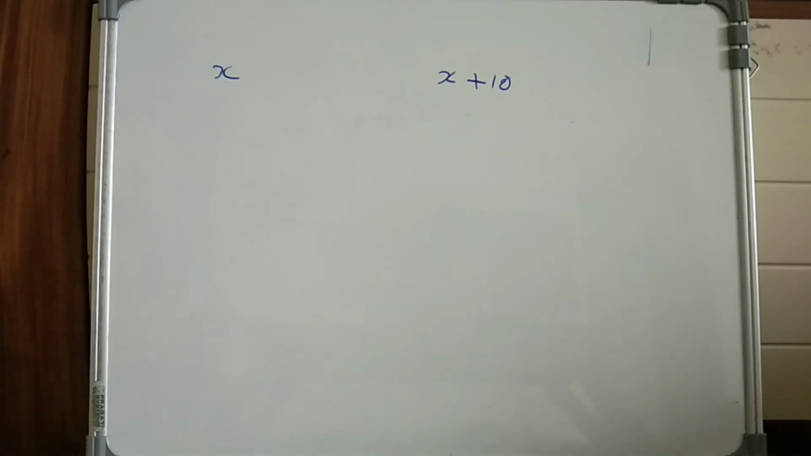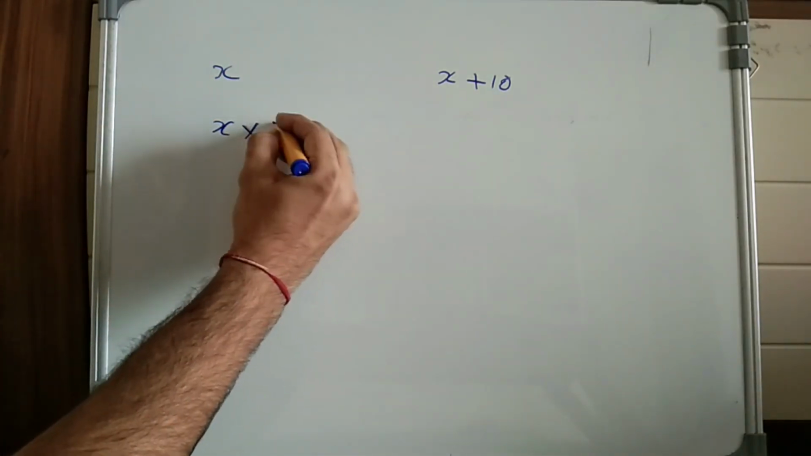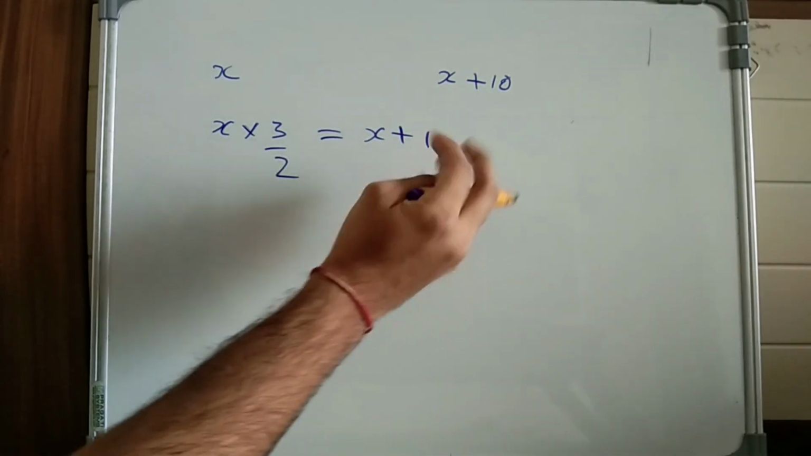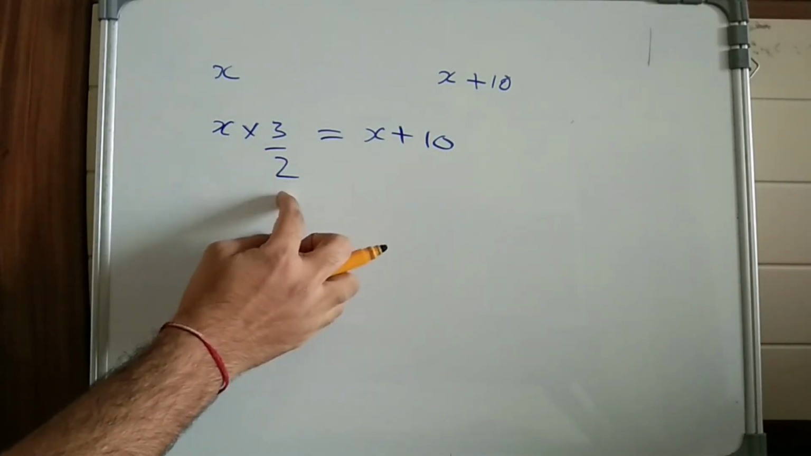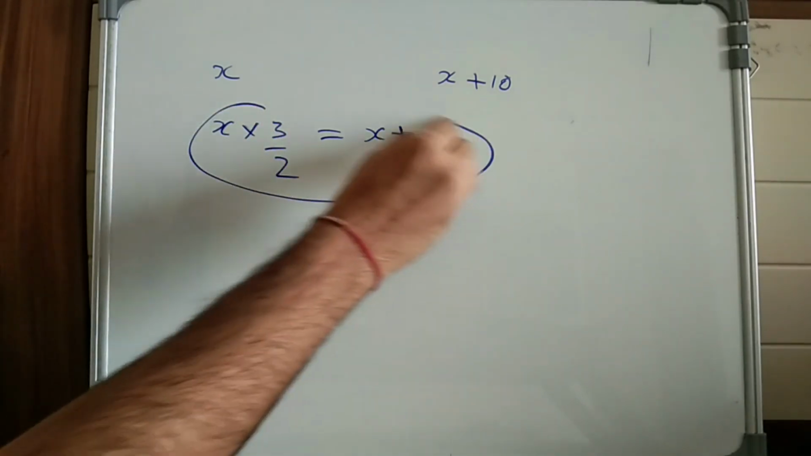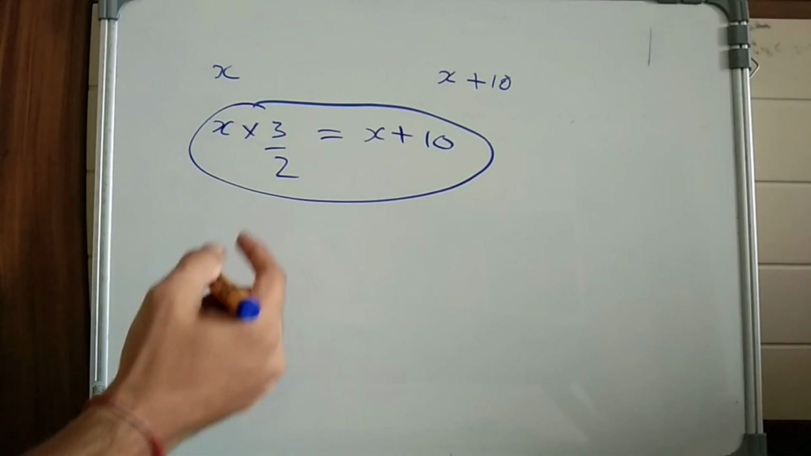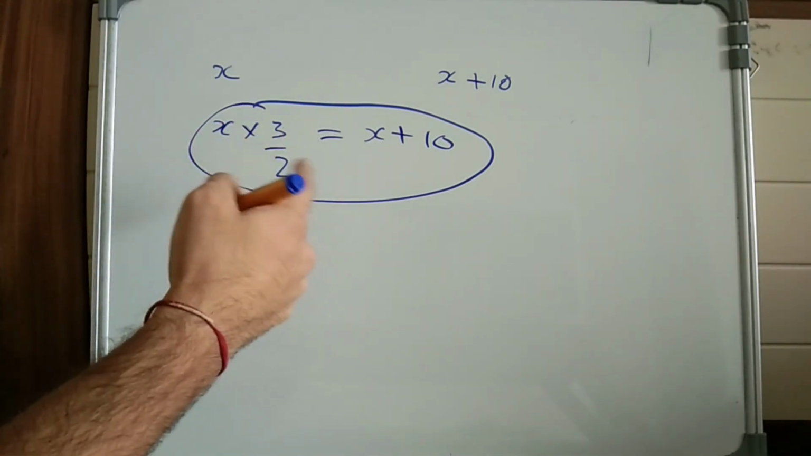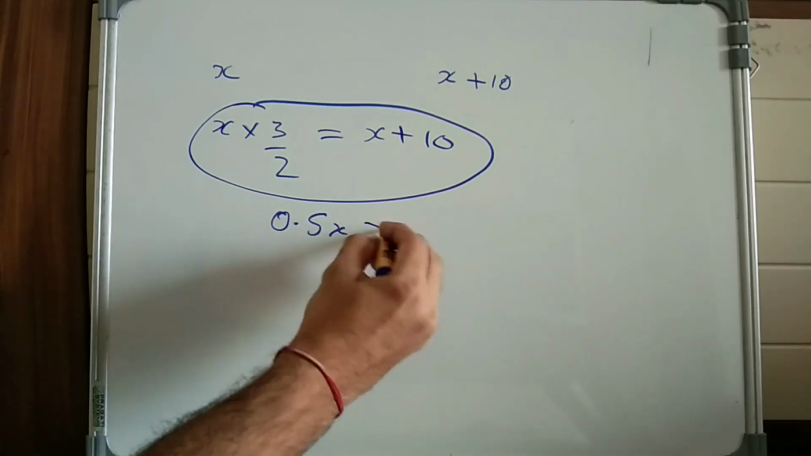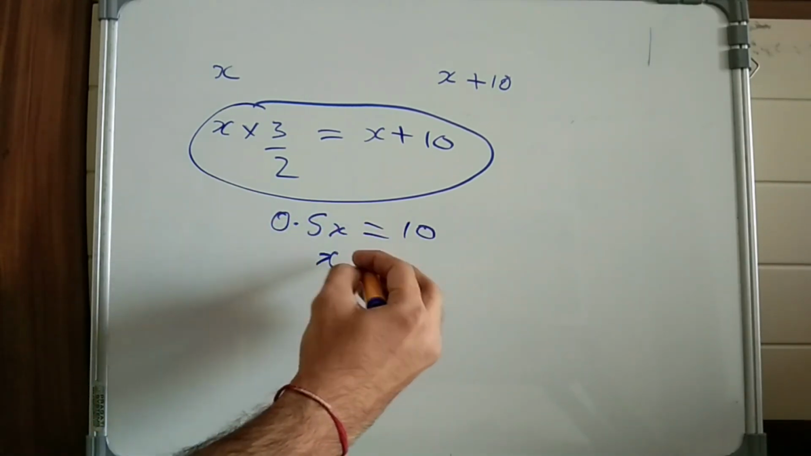So x into 3 by 2 is equal to x plus 10, which means these new employees are 3 by 2 times of the old employees. That's the meaning of this equation. So 3x by 2 minus x gives me 0.5x, 0.5x is equal to 10, and x is equal to 20.